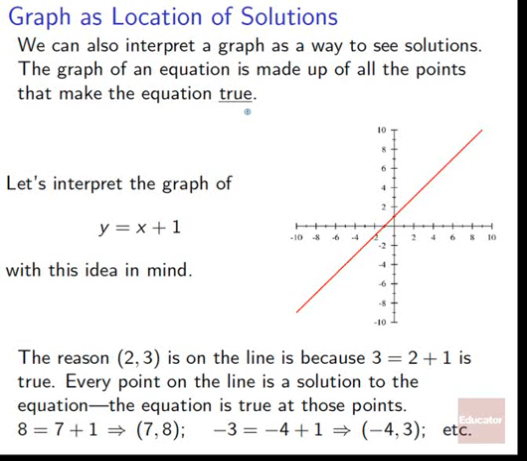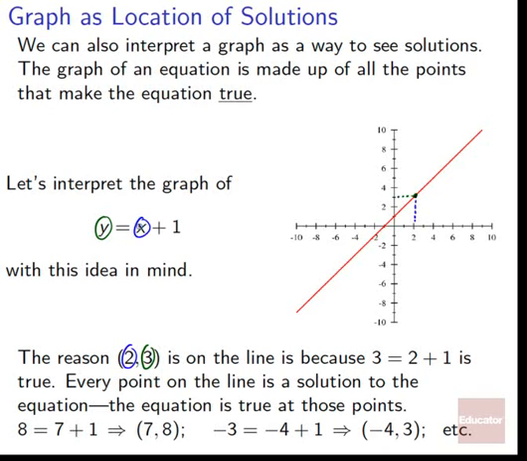Let's interpret the graph of y equals x plus 1 with this idea in mind. So the reason why (2, 3) is on the graph, so we go 2, 3. The reason why this point is on the graph is because if we plug that into our equation, (2, 3), here's the 3 as y, here's the x as 2.